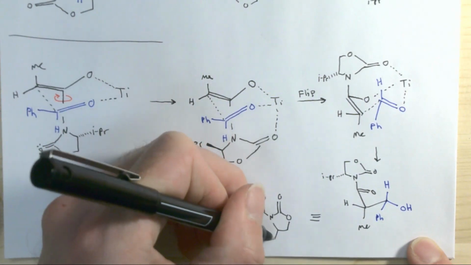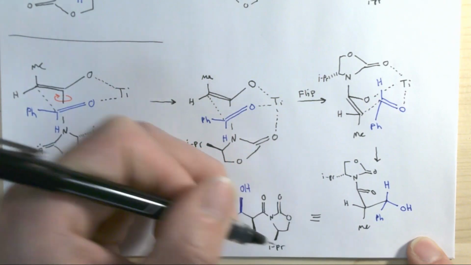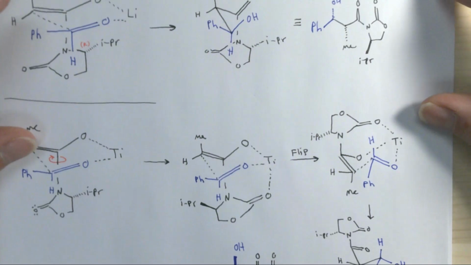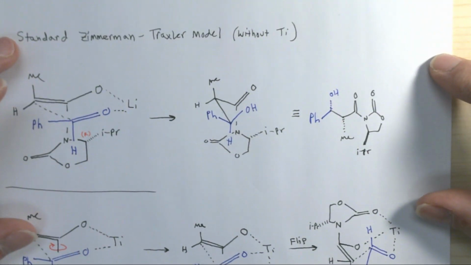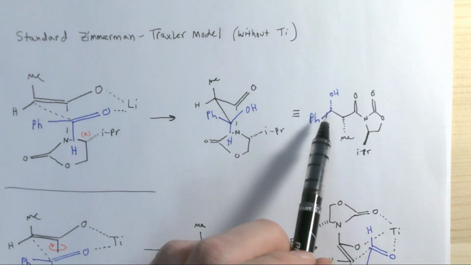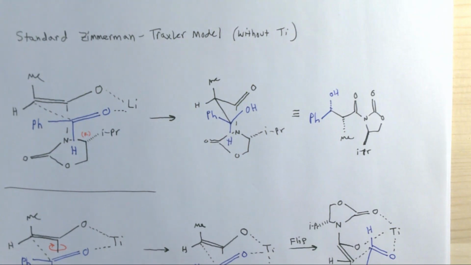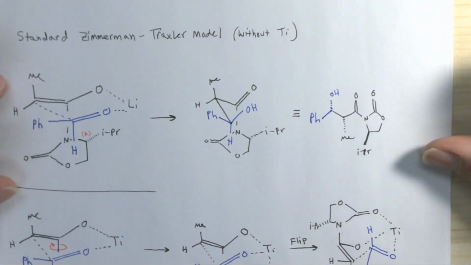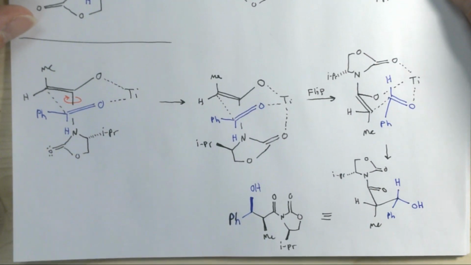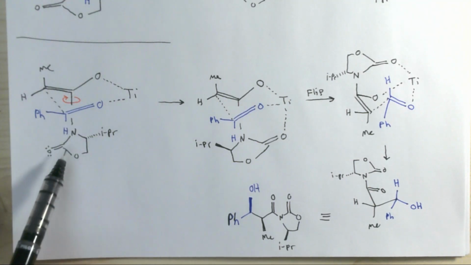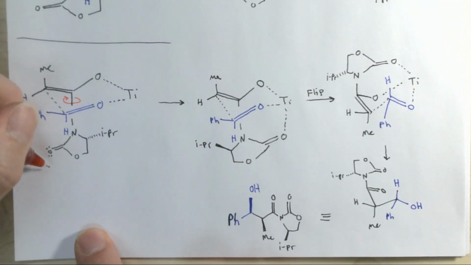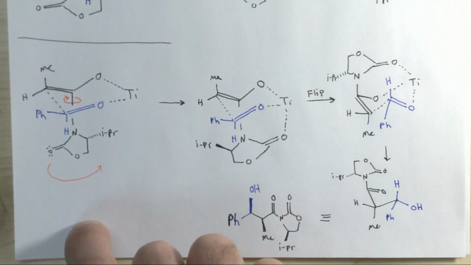So what's the significance of this? The significance is, if I do this reaction without the added titanium Lewis acid, I go through a standard Zimmermann-Traxler model. And notice I got the double hashed syn-aldol product. If I add the titanium, it takes that standard Zimmermann-Traxler transition state and it forces the chiral auxiliary to turn around. This whole bond is turning, which means this whole group is coming around to be over here.